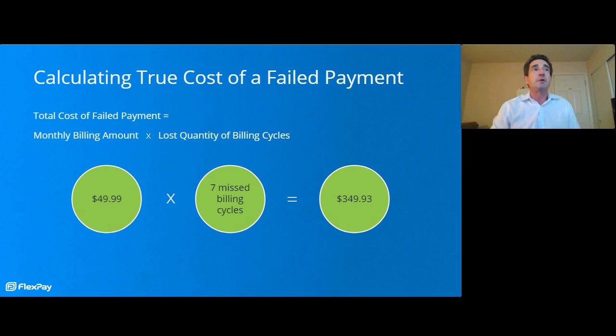So let's use an example where the customer is paying you $49.99 a month. And as a result of lost payment, we're going to lose 7 missed billing cycles. And so, again, the total cost of this customer is not just the $49 or almost $50 in 1 month, but almost $350 as a result of the lost revenue that is not going to be delivered to your business over time.